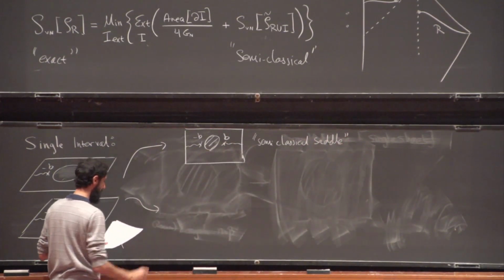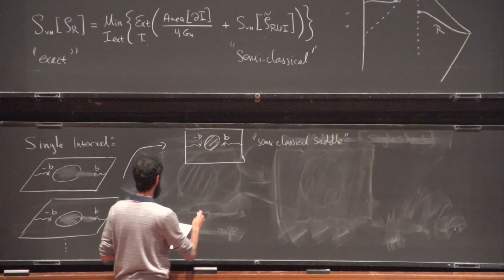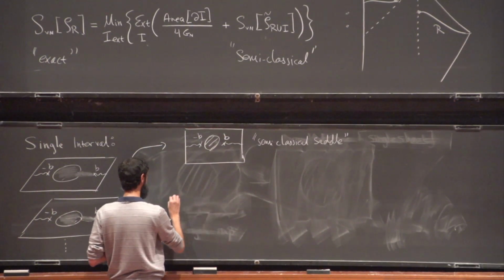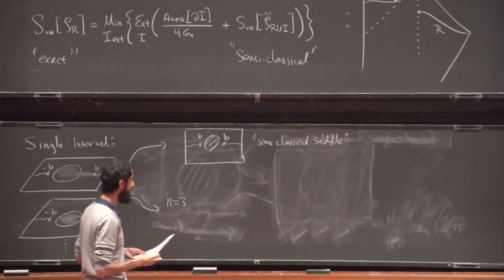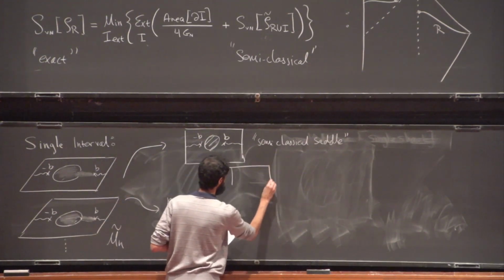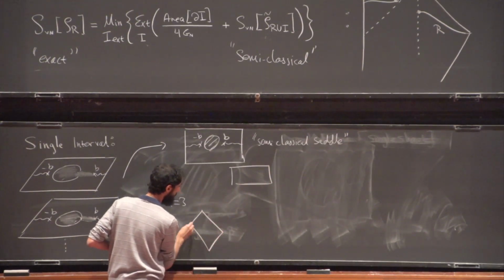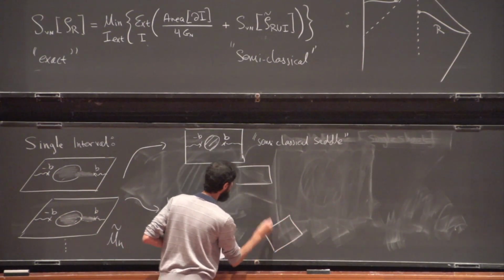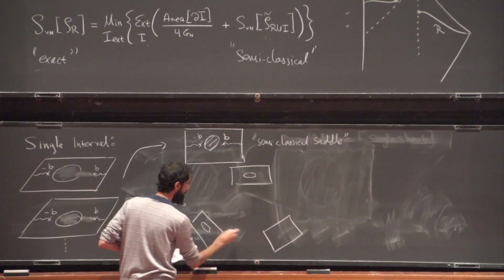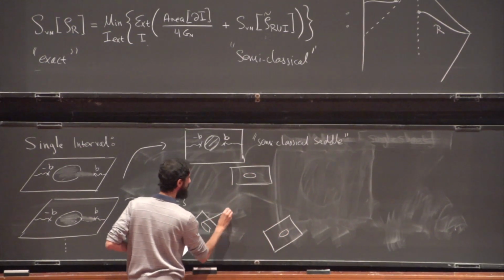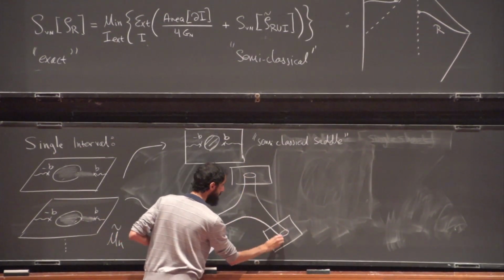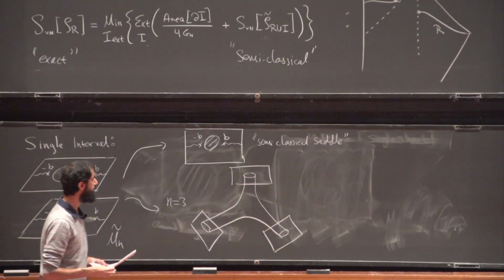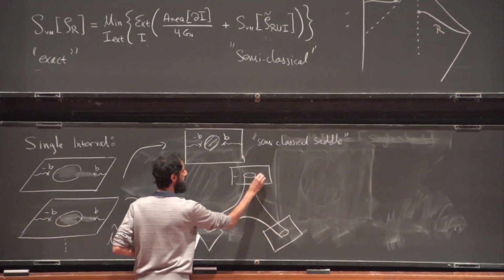The other configuration looks something like this. Let me first consider the case for n equals 3. So computing the third Renyi, I have a geometry that looks something like this. Okay, so a wormhole connecting the three JT regions, and the cut is something like this.